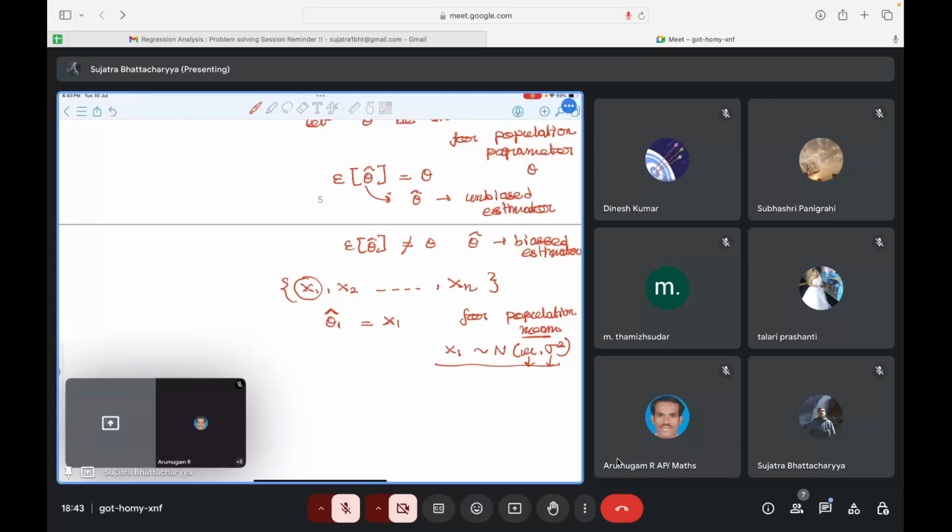Now, someone out of you says that no, x1 is not the estimator. Sorry, this theta 1 cap is not equal to x1. I am taking theta 2 cap as x bar. This is a better estimator than x1. Let us say that all these x1, x2, and xn are all normal, mu, sigma square. These are the two estimators which I have taken.